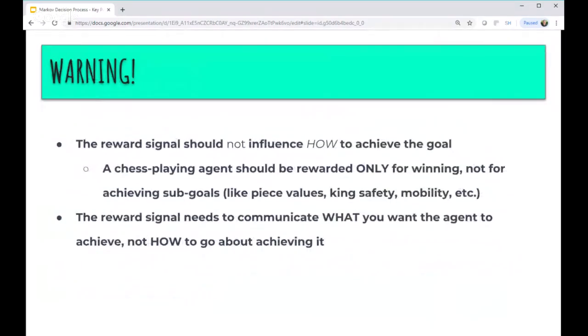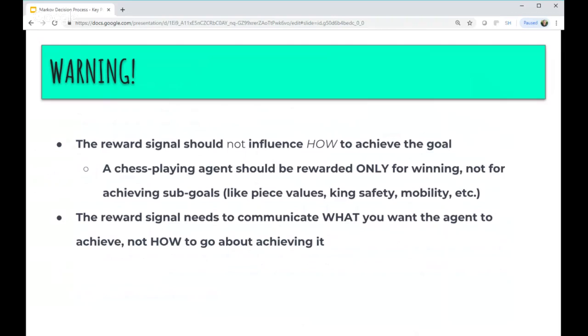So here's a warning. Sometimes it's easy to fall into a trap where you try to define reward signals that try to guide the agent into influencing how it achieves the goal, and you don't want to do that. You don't want to constrain or try to push the agent in a particular direction that encompasses how to achieve the goal, but rather craft the rewards that influence them to achieve the end goal.